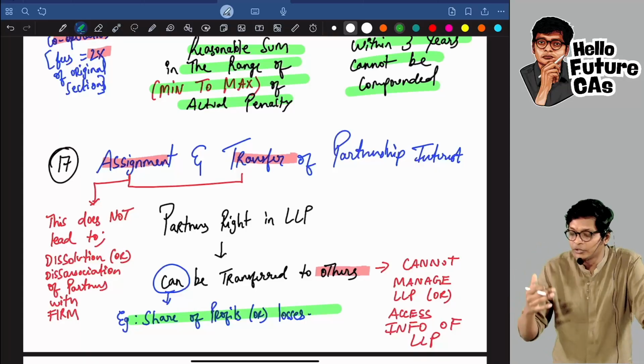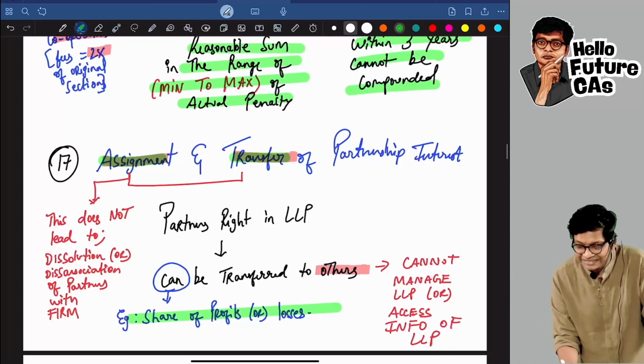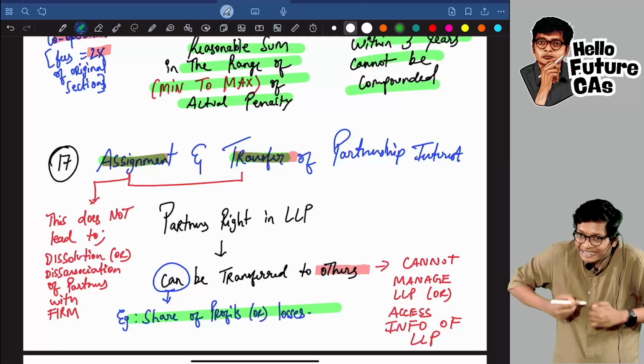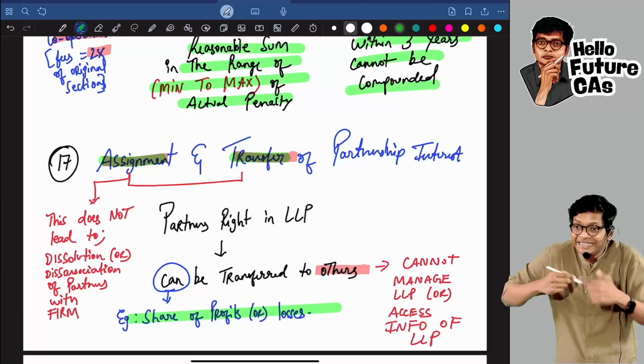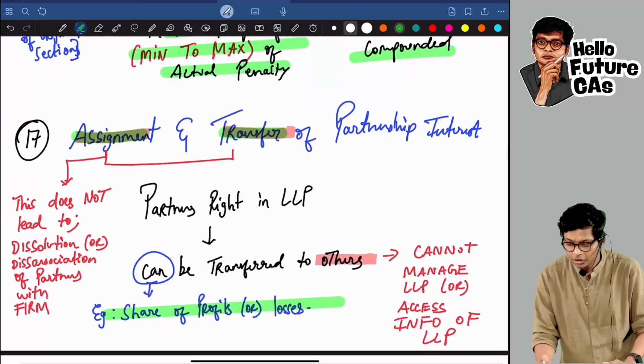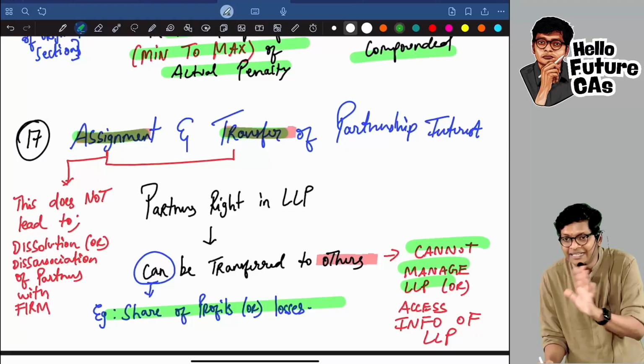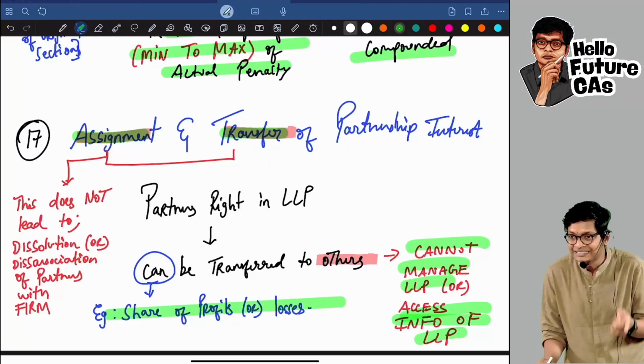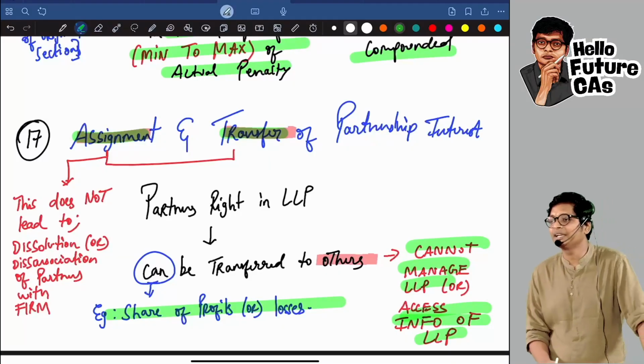She can't come and ask questions. So I am only assigning or transferring my interest. I am not transferring my rights. Are you following, guys? So that person cannot manage the LLP or access information of the LLP. Are you getting it, guys?